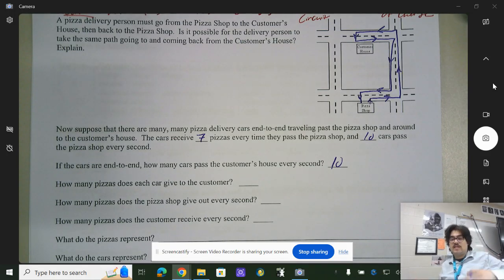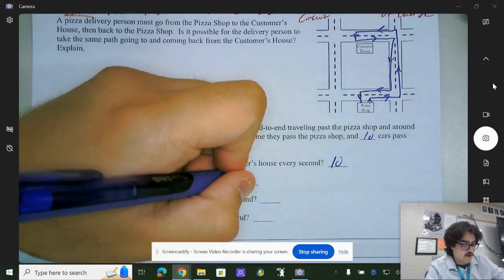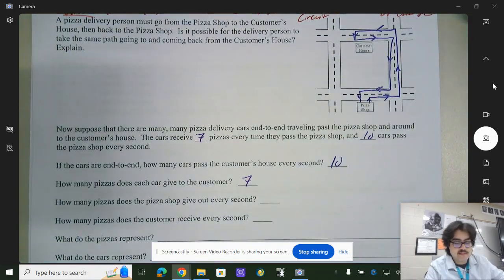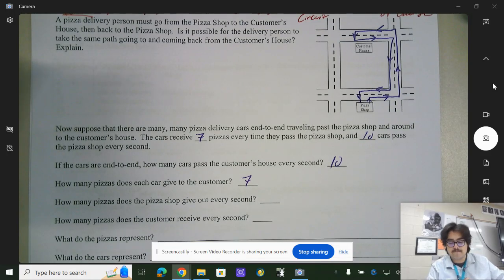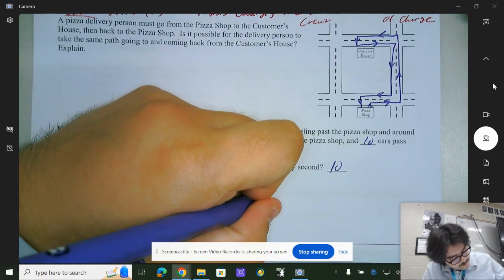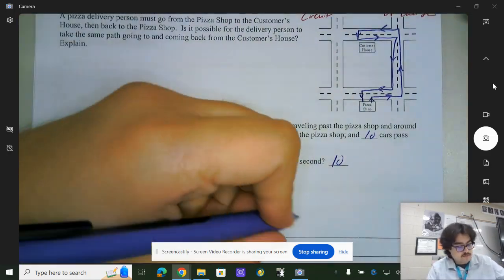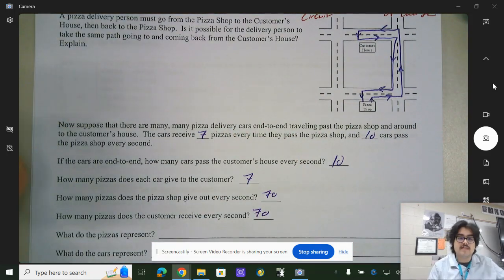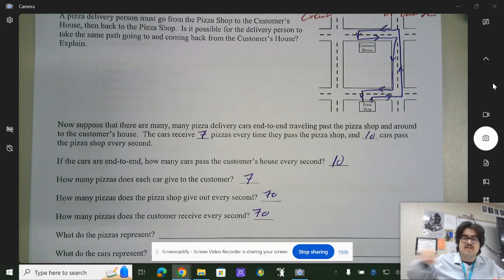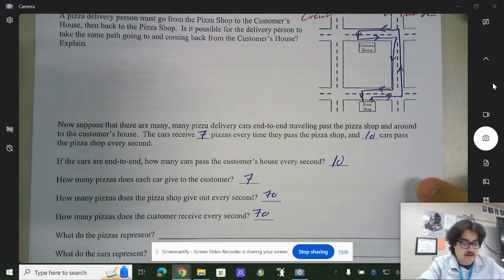How many pizzas did each car give to the customer? Well, we give them 7 pizzas, and they should not be returning with any pizza. So each car is giving all 7 pizzas to the customer every time they pass by. How many pizzas are we giving out every second? If we're giving every car 7 pizzas and 10 cars are passing every second, then we are giving out 70 pizzas a second. And ideally, the customer should also be receiving 70 pizzas a second. I don't want anybody returning with any pizzas.